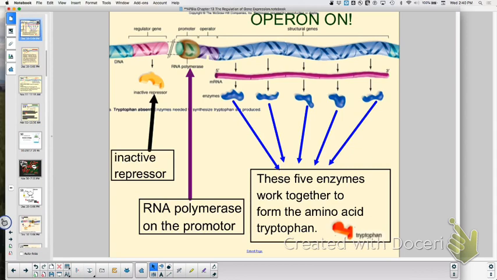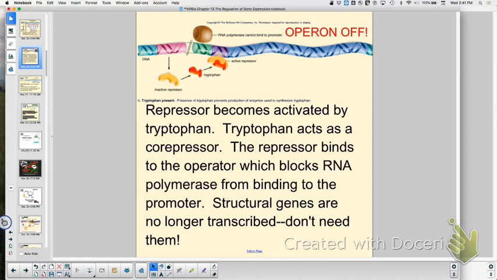When you have enough tryptophan, you don't want to waste your time building any more tryptophan, so that tryptophan itself acts as a co-repressor, again causing an allosteric change in your repressor, right? It's going to change its shape if it's binding to tryptophan. And when it does that, it makes that allosteric change in shape. It will now bind to the operator, inhibiting RNA polymerase from binding to the promoter.